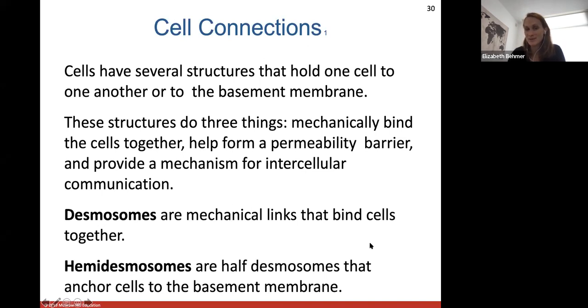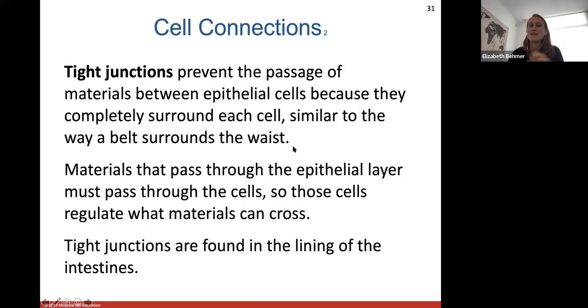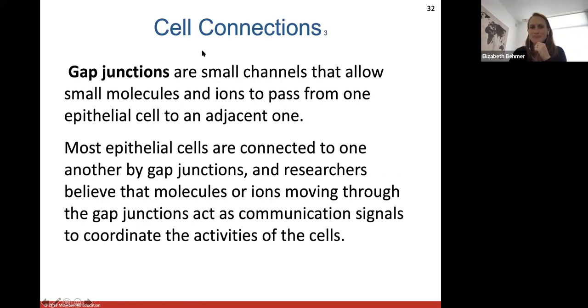Hemidesmosomes are like half desmosomes that anchor cells to the basement membrane. A tight junction prevents the passage of materials between epithelial cells because they will completely surround the entire cell, similar to the way a belt surrounds the waist. And materials that pass through epithelial cells must pass through the cells. So cells will regulate what can go through them. Tight junctions will especially be found in the lining of your intestines.